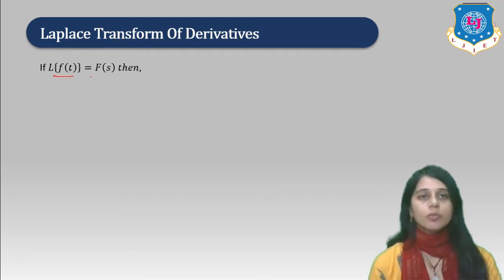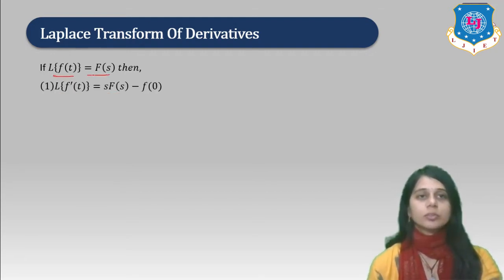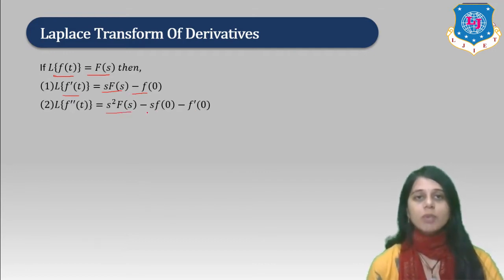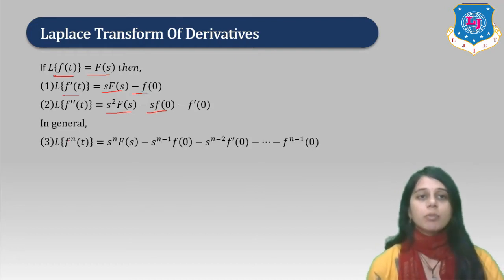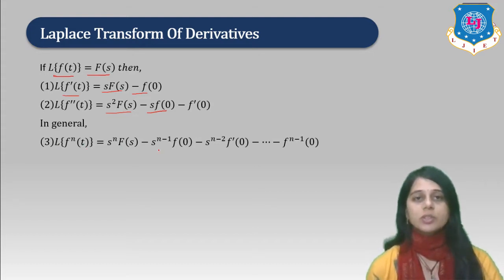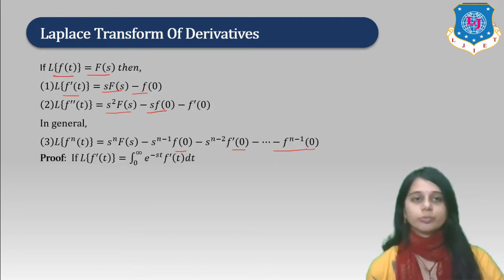If Laplace of f of t equals F of s, then Laplace of f dash t we get as s F of s minus f of 0. And Laplace of f double dash t is s square F of s minus s f of 0 minus f dash 0. In general, Laplace of f raised to n of t is s raised to n F of s minus s raised to n minus 1 f of 0 minus s raised to n minus 2 f dash 0 minus ... minus f raised to n minus 1 of 0.